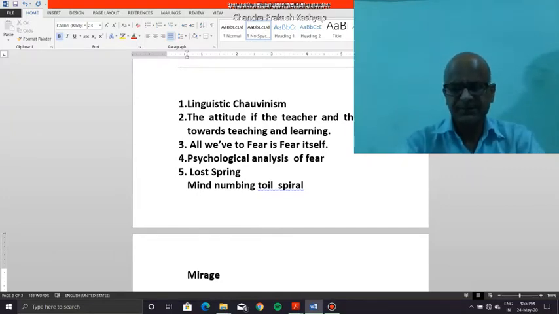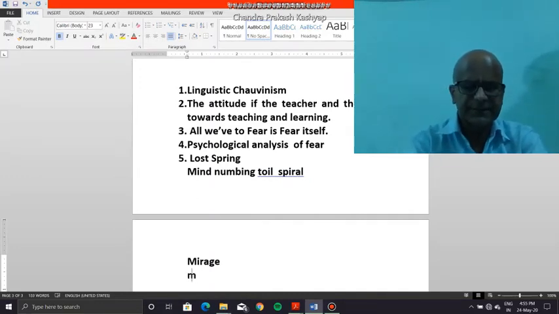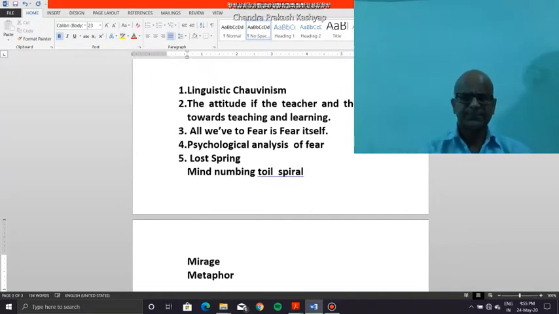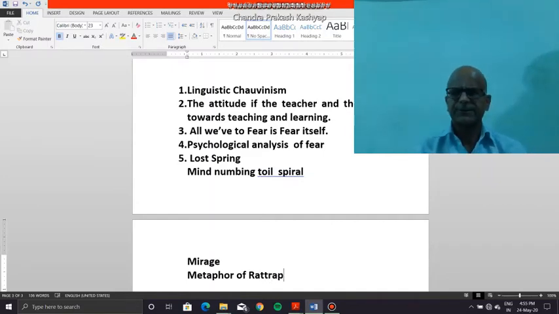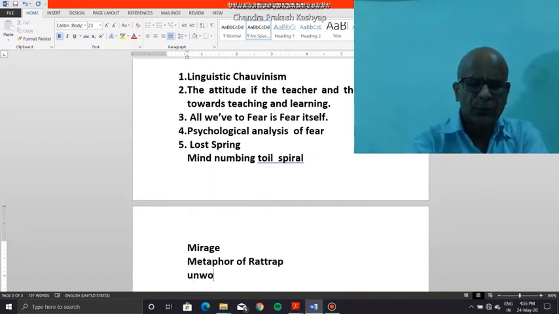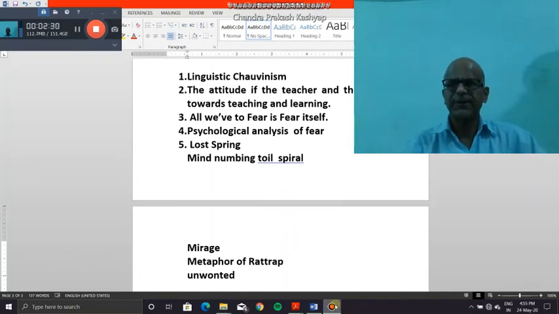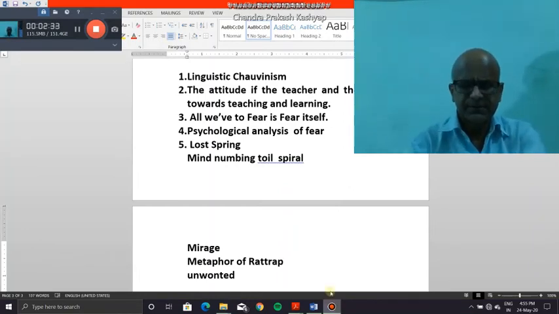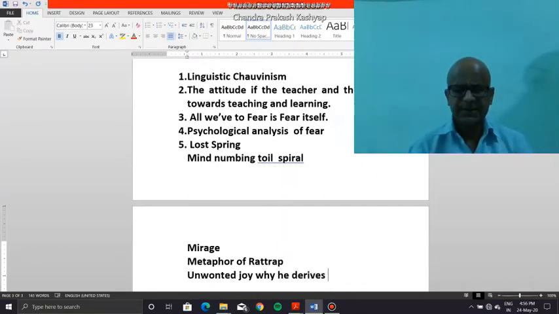In the next lesson, if I get the order right, The Rattrap, the metaphor of the rattrap, or of the world being a big rattrap, is very important. Why he derives unwanted joy in comparing the world to a big rattrap. Why he derives this particular unwanted joy is important from examination point of view.